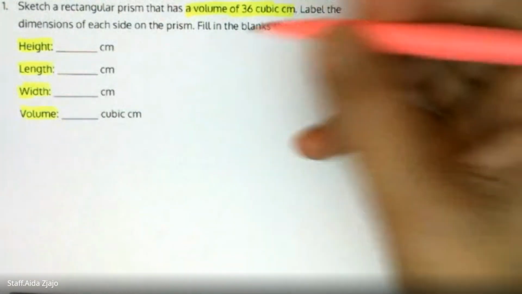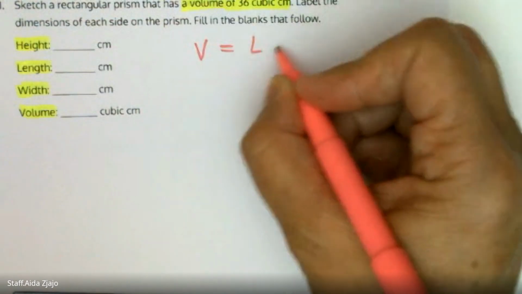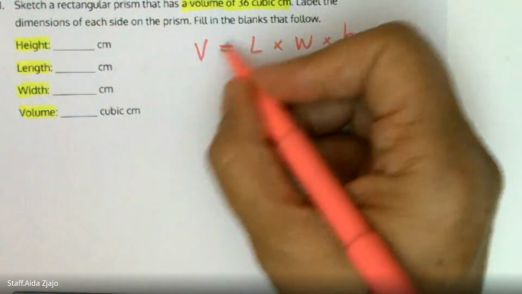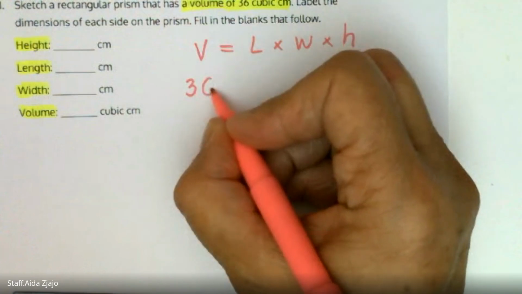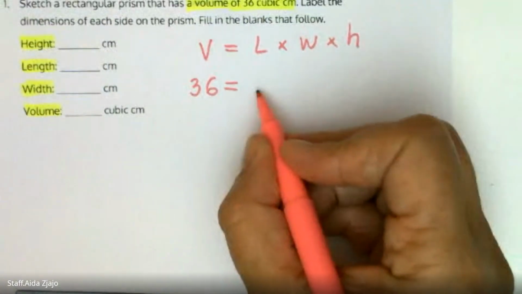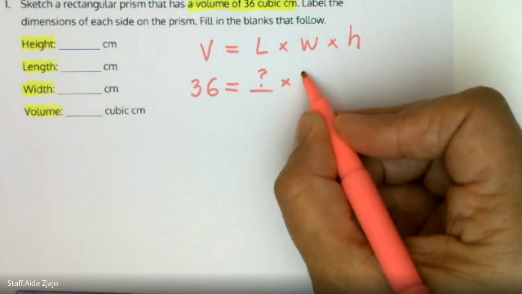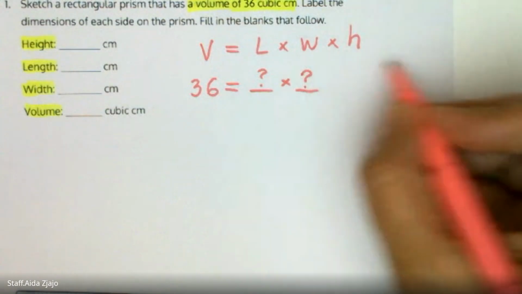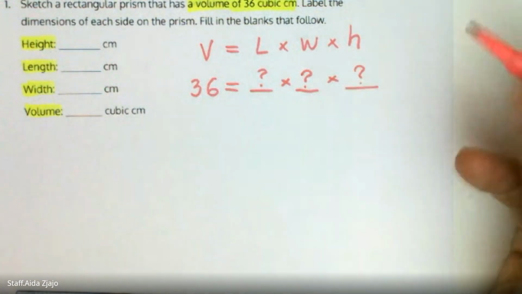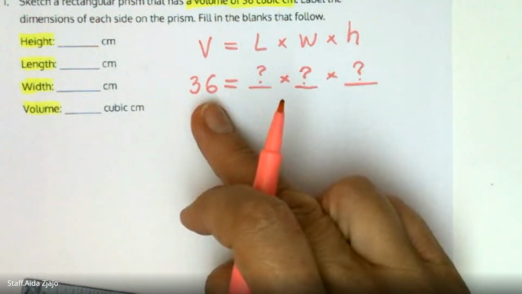So let's think about the volume is length times width times height. So then now we know the volume is 36, but we don't know what value of length could be, the width could be, and the height could be. Okay, so that depends on what three numbers we multiply and get 36.